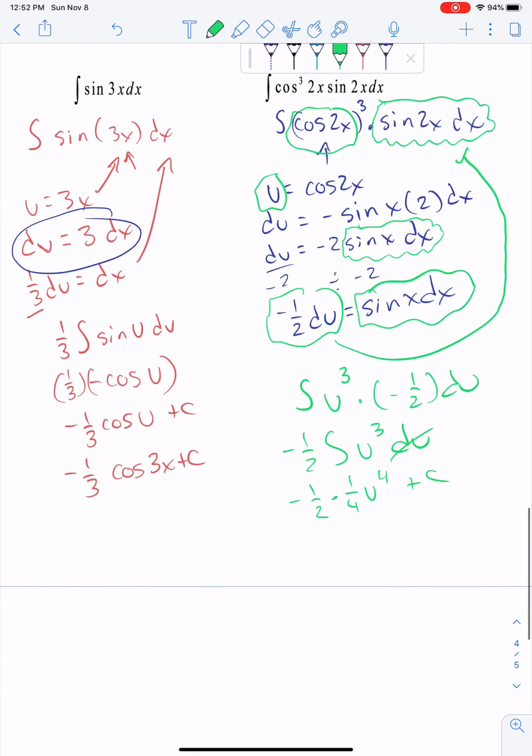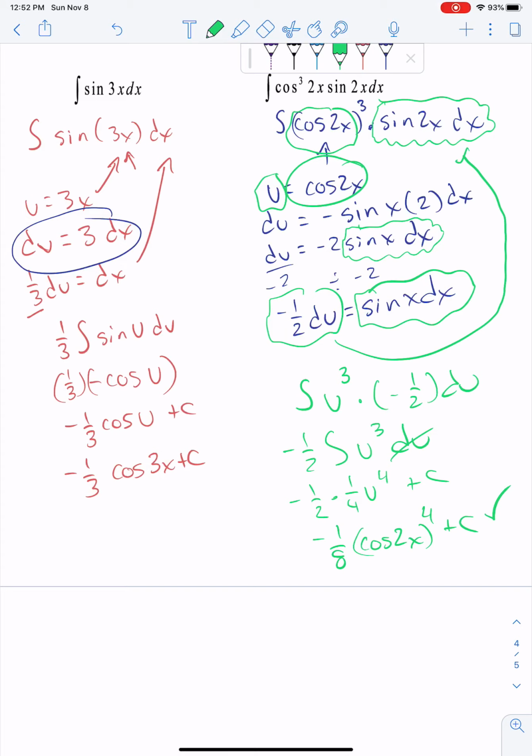So negative 1/2 times 1/4 is negative 1/8. And u is actually cosine of 2x. So I'm going to put cosine of 2x raised to the fourth plus c. And if you wanted, that right there is a great answer. You can stop as long as your exponent is on the outside.